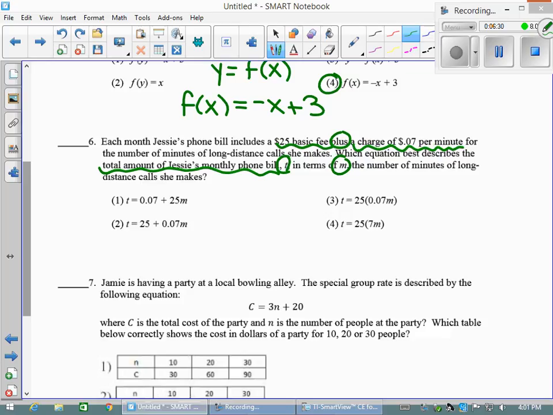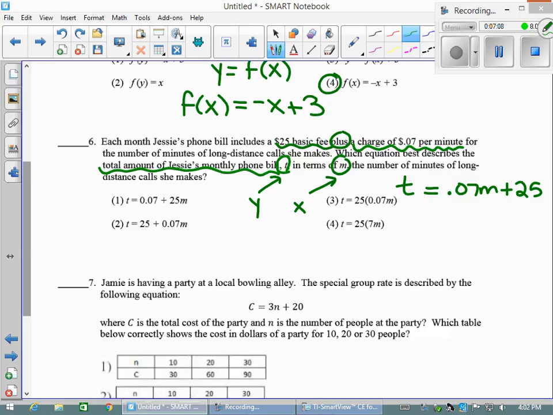So really, T would normally be my y, and M would normally be my x. These are my outputs and my inputs. So if 0.07, that's 7 cents, is per minute, and M is the number of minutes, I'm going to need to multiply the 0.07 with M. $25, my basic fee, is my y-intercept. That's the amount that I have to pay no matter what. That's the constant. And they're telling me if I take this together each month, that would give me my total cost, that sum. So this gives me choice 2.